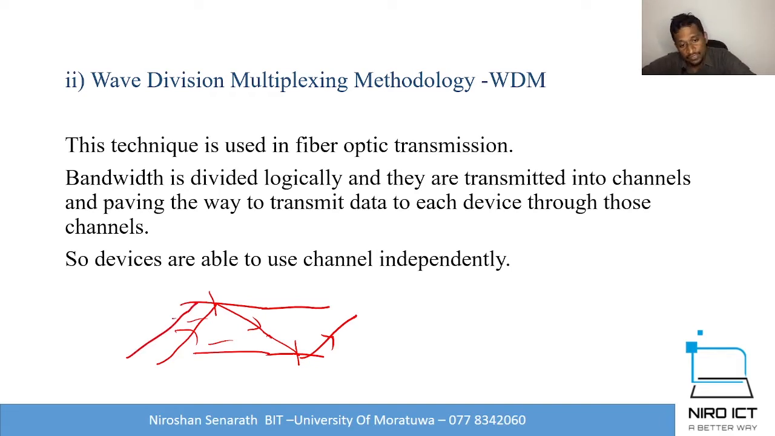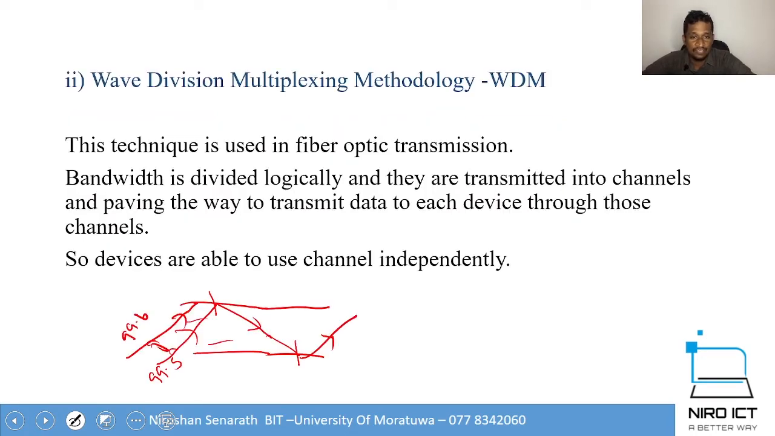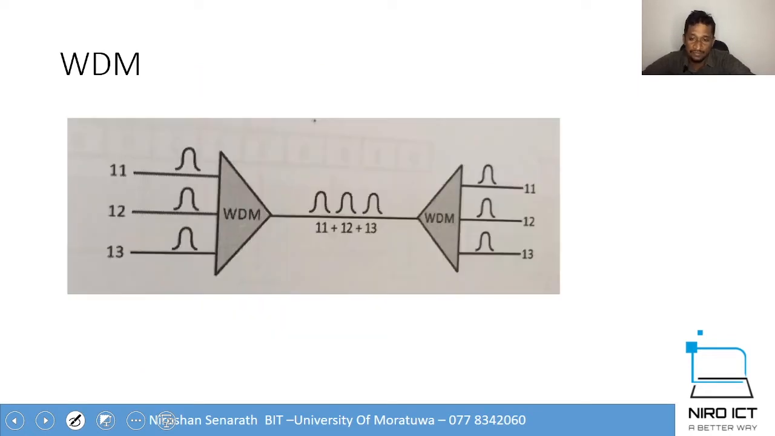When they are using these channels, it's like radio channels, 99.5, like that, 99.6, like that. There are two different channels they use when they are transmitting signals using WDM multiplexing technology. I think it is clear for you. So this is the part of the picture. They are dividing the bandwidth logically and transmitting it into channels, divided like this. Right, this is the shape of the WDM.